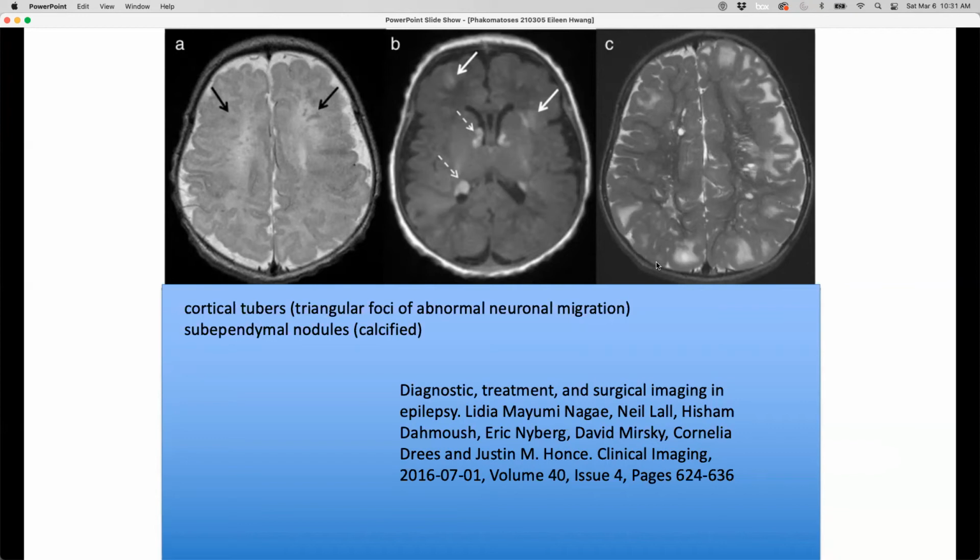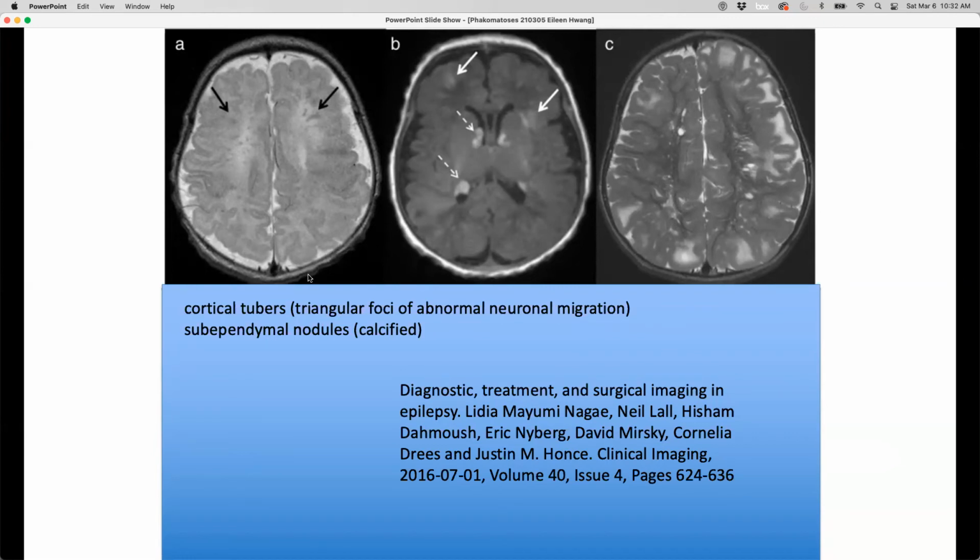And then these are just pictures of the cortical tubers, which are apparently these triangular whitish areas, as well as the calcifications around the ventricles, which are subependymal nodules, and these are called cortical tubers. The tubers are apparently areas where the neurons migrated abnormally. And what disease is this? Tuberous sclerosis. Yeah, very good.